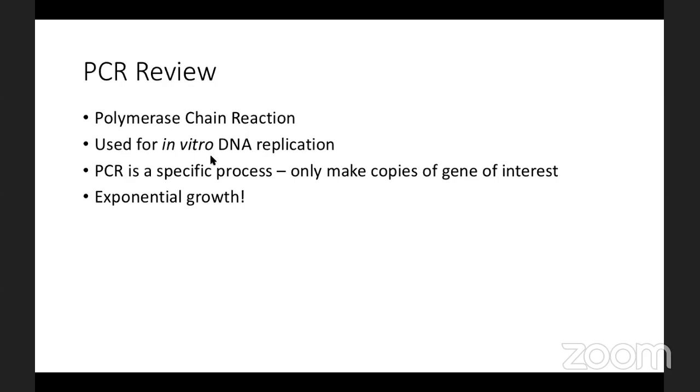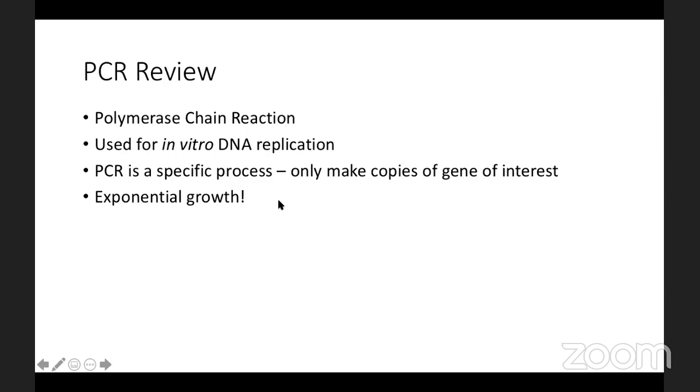PCR is a specific process. This is important. So unlike in vivo replication that happens in your cells, in vitro PCR is specific in that we are only replicating a gene or genes of interest. So we can actually design these things called primers that act as little search tools and just zoom in on the gene of interest. So that way you're not making replicates of your entire genome or your entire DNA sample, but instead just making copies of a single gene or a single piece of DNA.